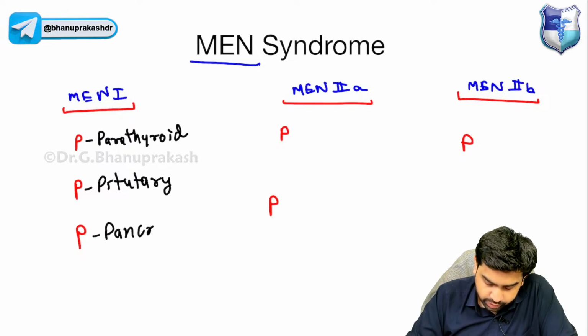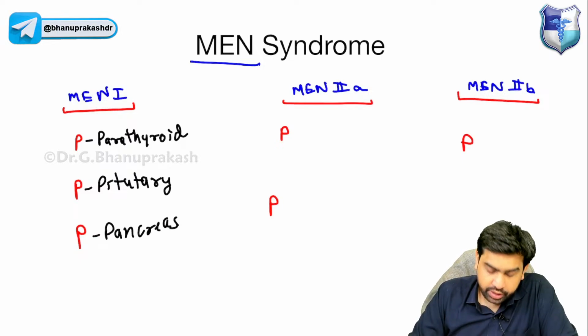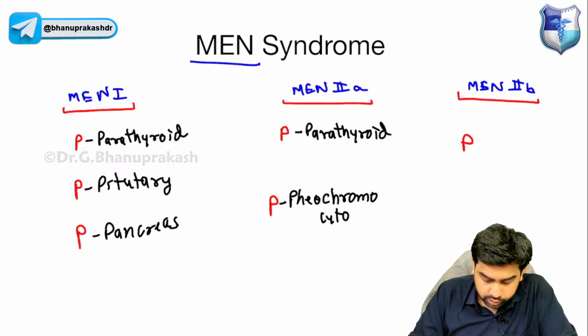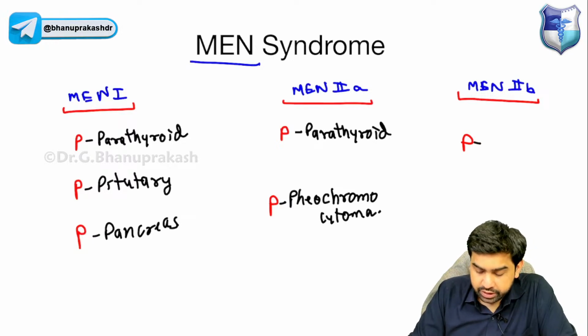What are the things involved over here? We are going to talk about this. In MEN 2A, what are the things involved? We have parathyroid, and then we have pheochromocytoma. And in MEN 2B, it is again pheochromocytoma.